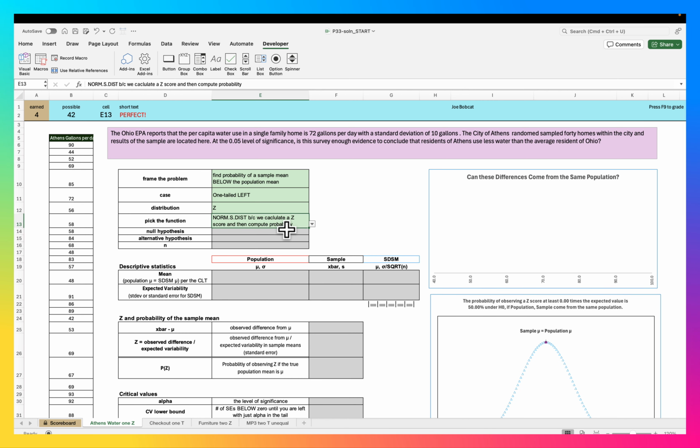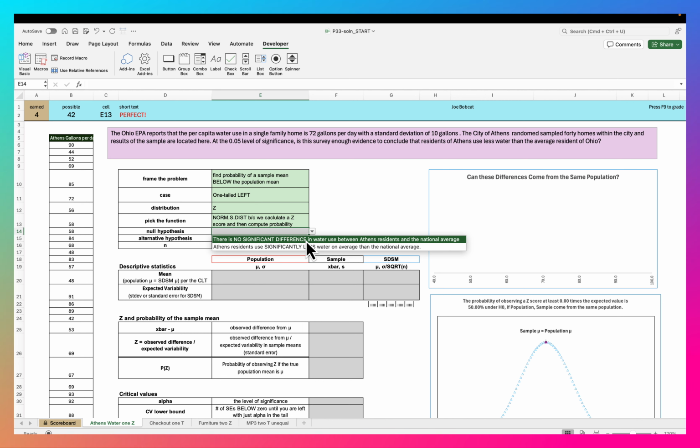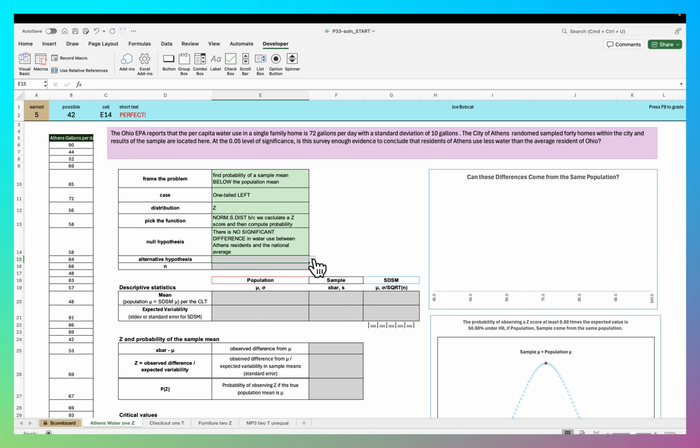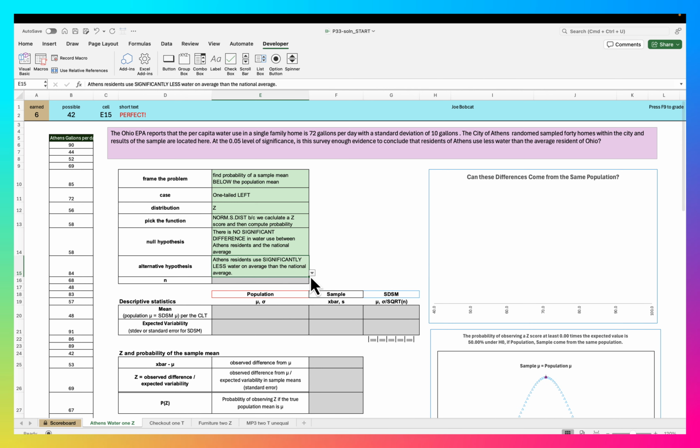probability from the Z-score. So the null hypothesis is that there's no significant difference in water use between Athens residents and the national average. And the alternative hypothesis is that Athens residents use significantly less water on average than the national average. And so what's N?